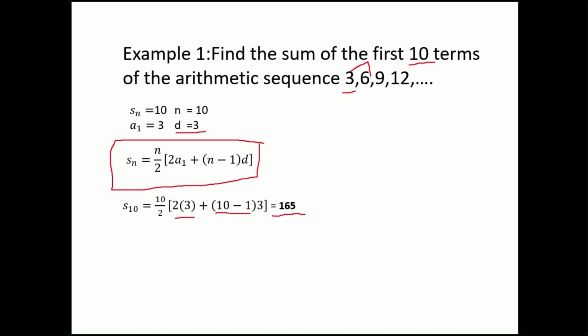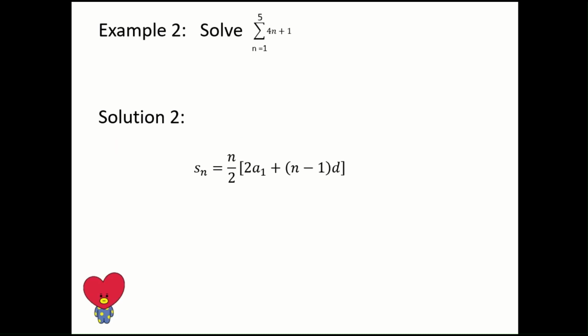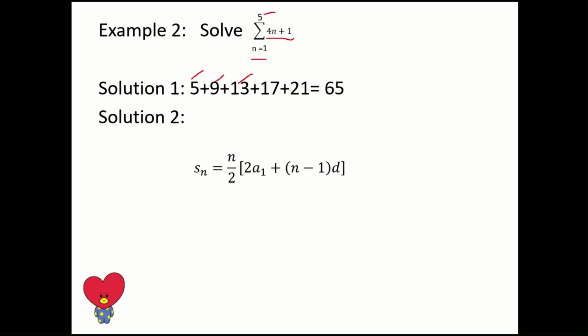That's example number 1. Example number 2 is solving the sum of 4n plus 1, as n starts from 1 to 5. Then, solution number 1, we can do the listing method. You don't need the formula if we only have few values of index, like an index of only 1 to 5. So you have 1, 2, 3, 4, 5. So that's 4n plus 1 for the formula. We get 5 as the first term, 9 second term, 13, 17, 21, and the answer is 65. You can do the listing method.